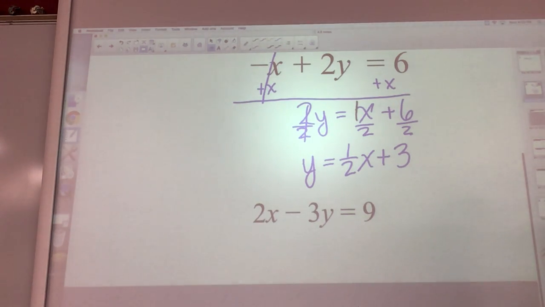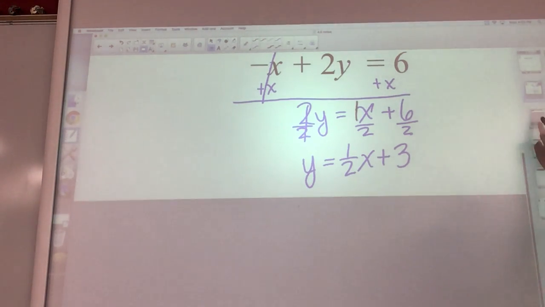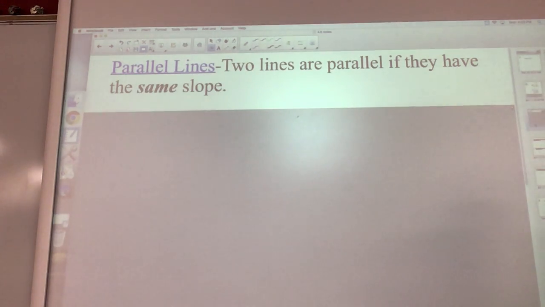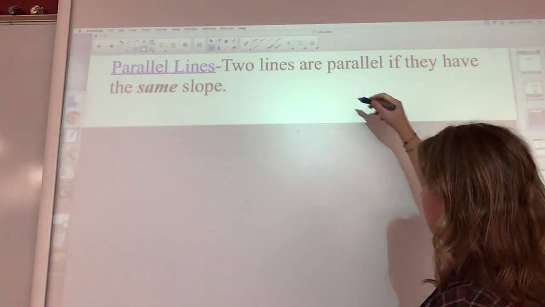I don't think we have to do another warm-up. I think you got it. Solving for y. Why do we have to do that? Because we're going to be talking about parallel lines. 2 lines are parallel if they have the same slope. Makes sense. Parallel means they'll never touch.